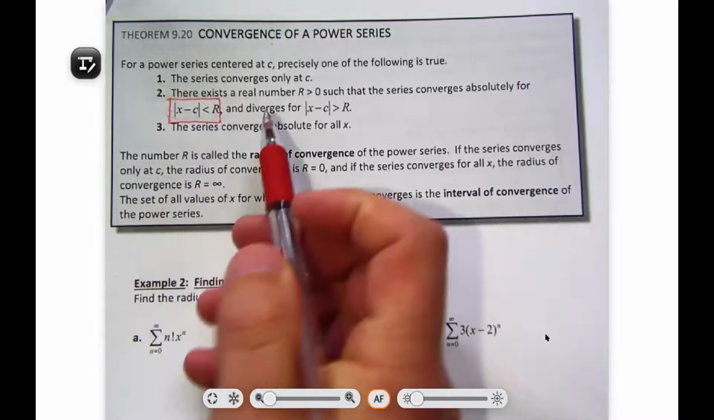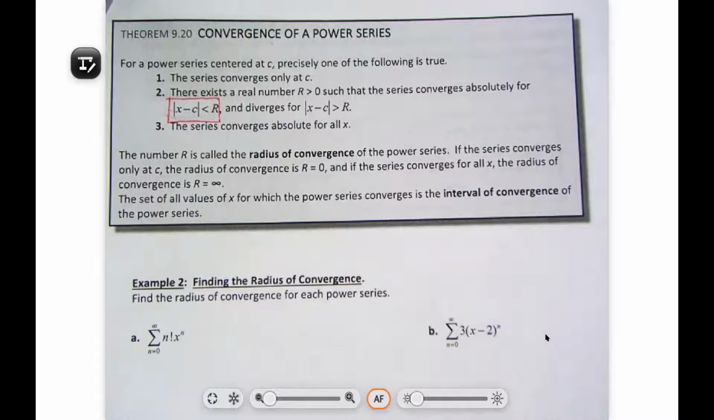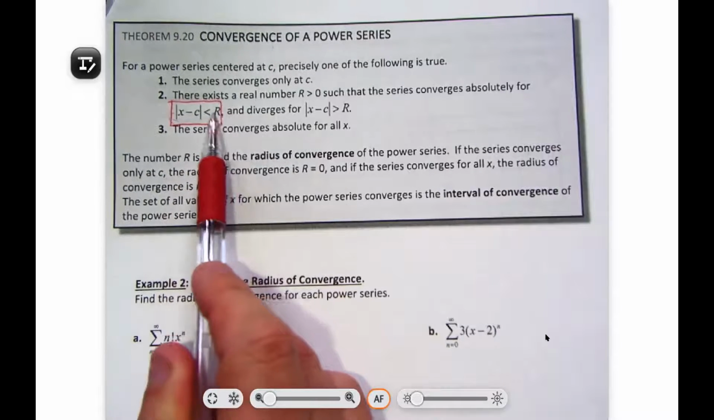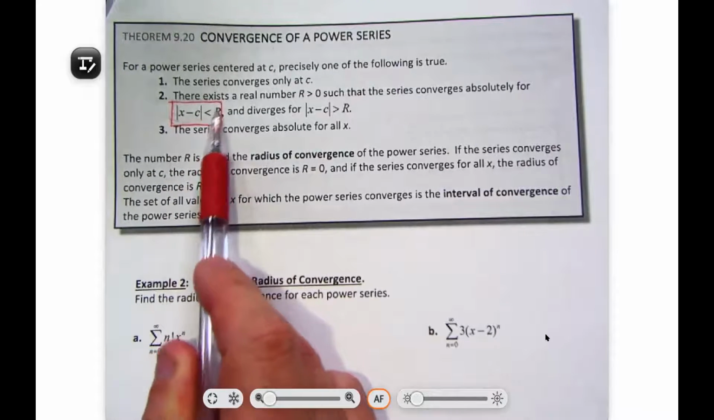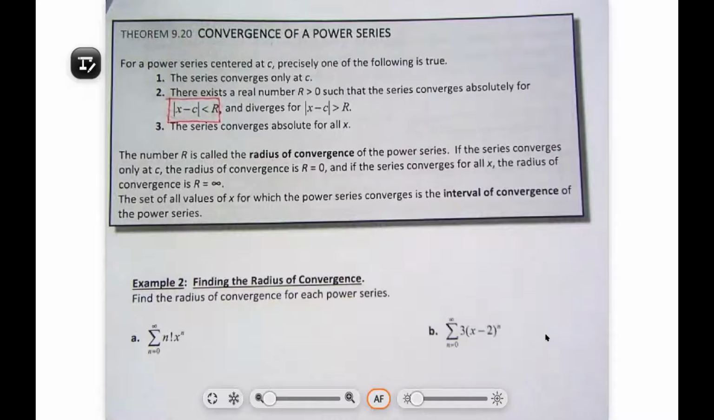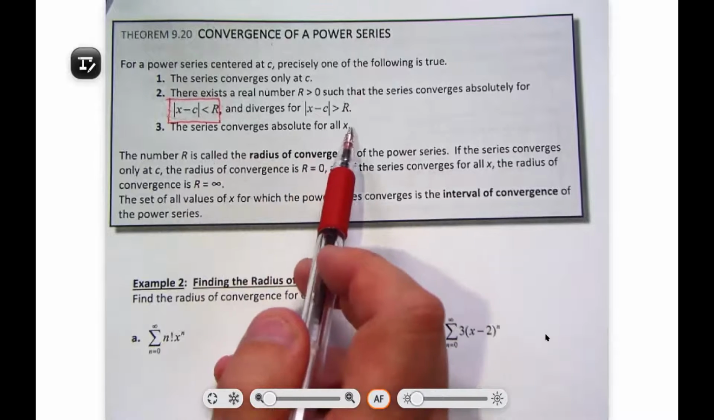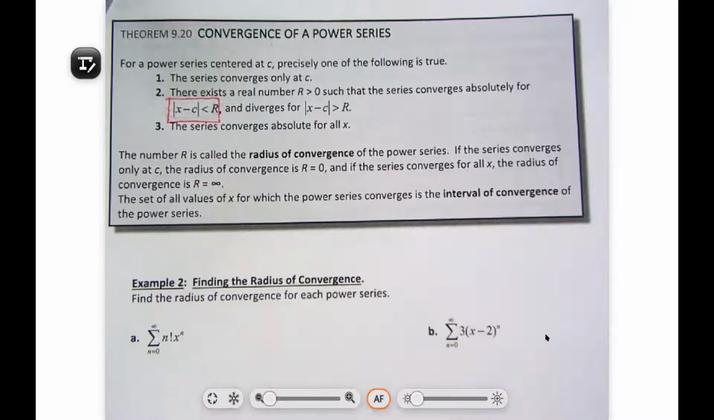We want to do our ratio test. We want to take the limit as n goes to infinity. And a lot of times this is what's going to happen. And whatever this value is right here, that's our radius of convergence, whatever that number is. Or the series converges absolutely for all x, the radius would be infinity. So we're going to go through and practice doing these things.